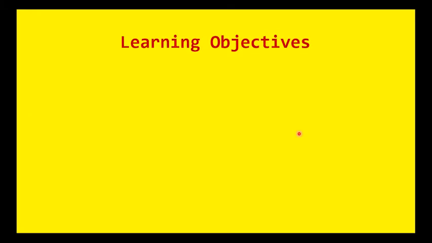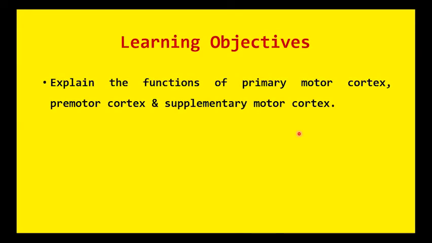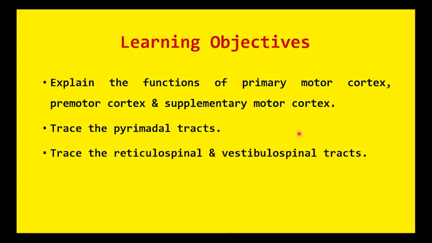So by the end of today's session, inshallah, you will be able to explain the functions of motor cortex, especially the primary motor cortex, premotor cortex and the supplementary motor cortex. What are the functions of each area? Then we will discuss the pyramidal tracts, followed by the extrapyramidal tracts, focusing on the reticulospinal and vestibulospinal pathways. So these are the learning outcomes for today's session. So let's start.